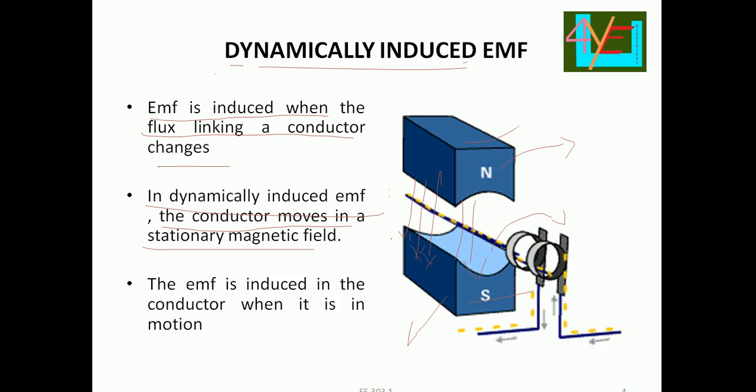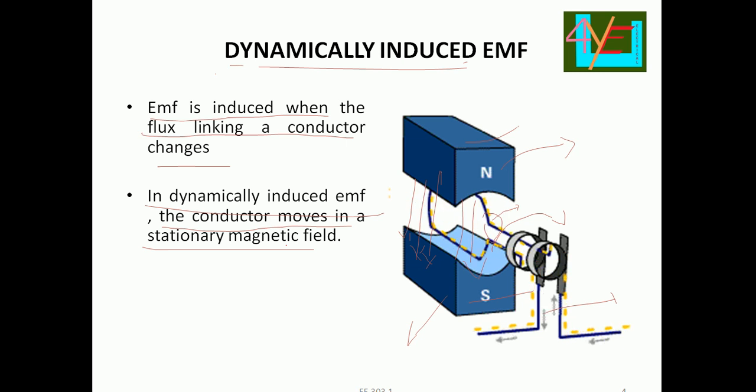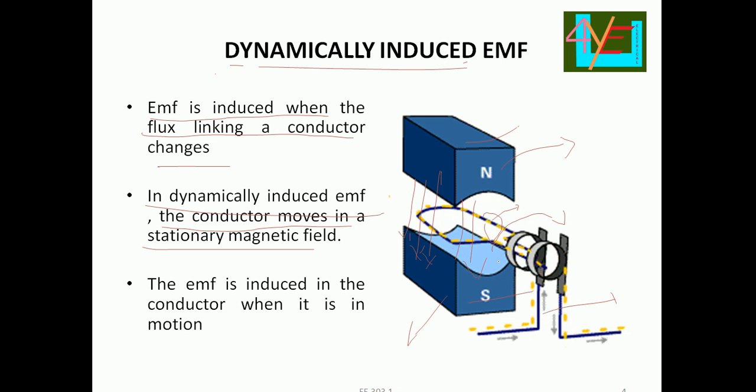Next, an EMF is induced in the conductor when it is in motion. With a stationary conductor there is no EMF production. Whenever there is motion, only then is EMF induced. Without motion it cannot generate EMF.